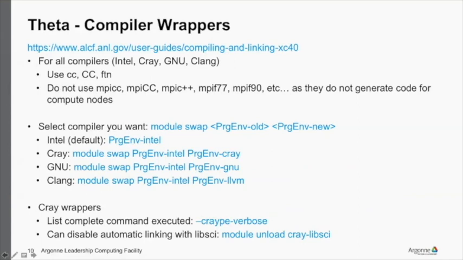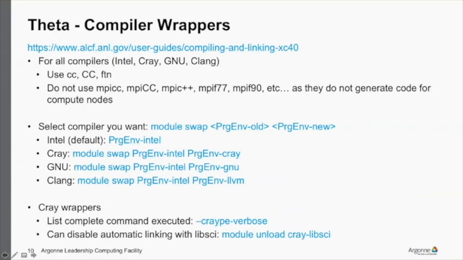And again, as I stated on the earlier slide, if you want to switch compilers, you can use module switch or module swap. They offer the equivalent functionality. And so I have examples: the Intel compiler is loaded into your environment by default. You can switch to the Cray, GNU, or the Clang compilers using the appropriate swap command.